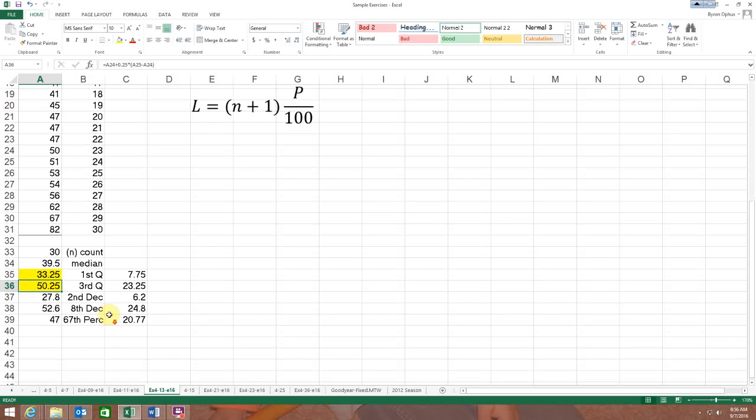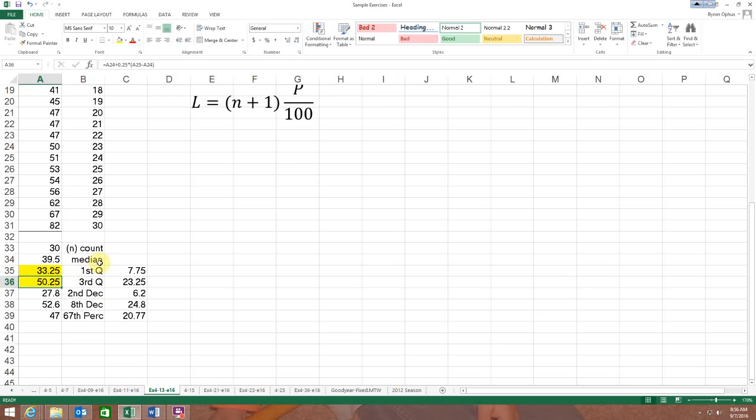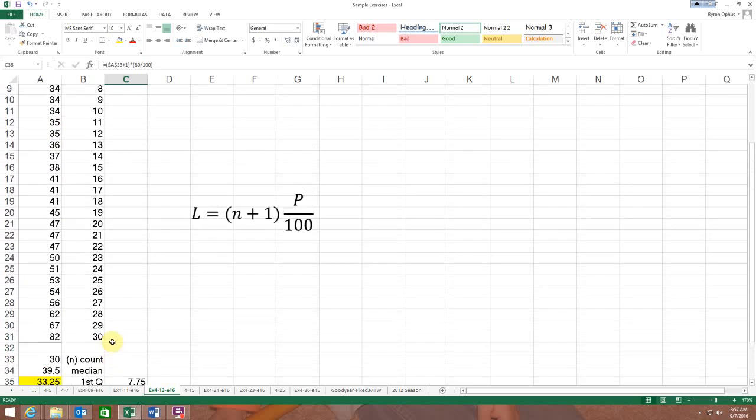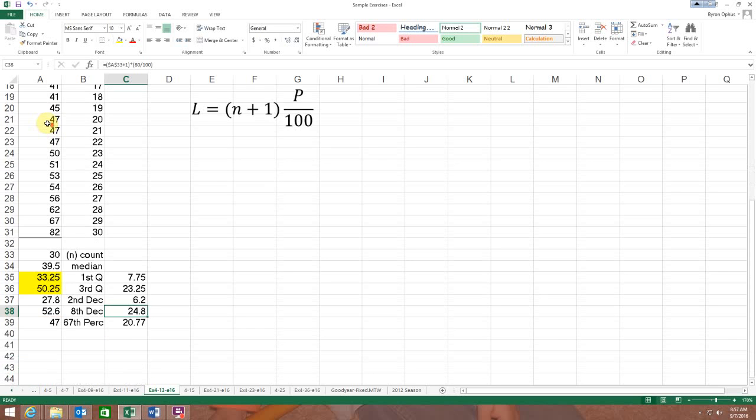Now how about decile? What does a decile mean? Well, decile's 10, right? And so the second decile, or 20%. So again, I can just drag this down. It gives me the same number, but if I change my 75 up here to a 20, that should do the calculating for me. I get 6.2, so 20% of the difference between 27 and 31, which would be 20% of 4, which would be 0.8, so my answer is going to end up being 27.8.